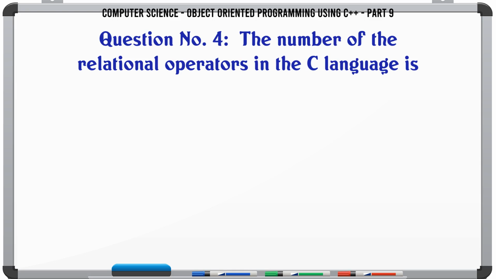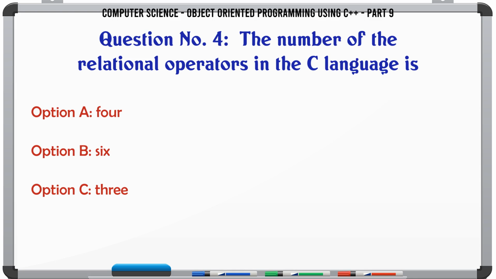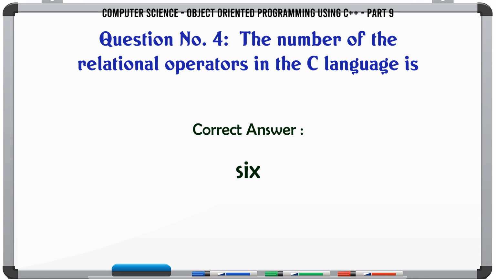The number of the relational operators in the C language is A. 4, B. 6, C. 3, D. 1. The correct answer is 6.